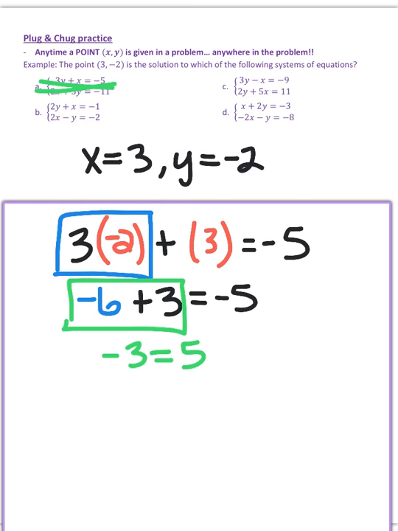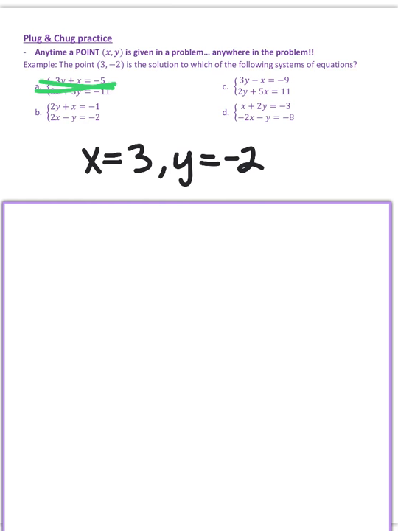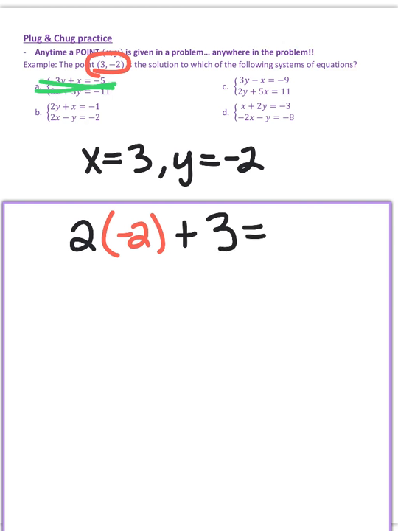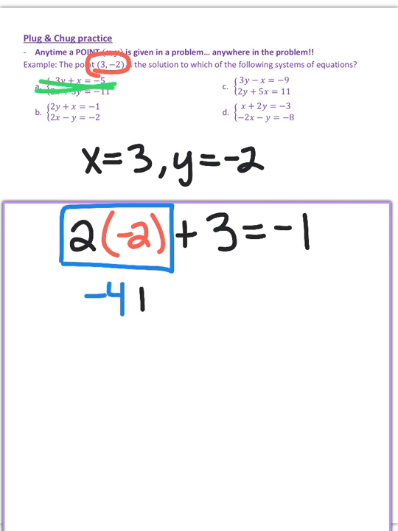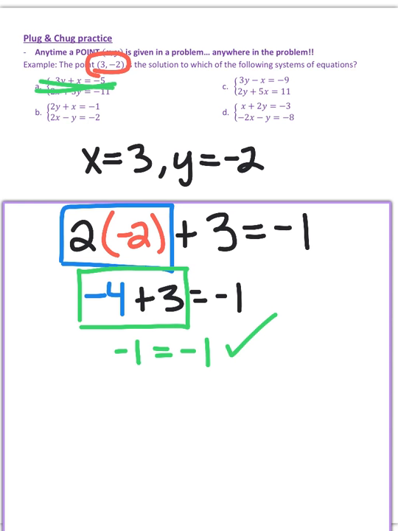Let's try B now. So we have 2 times y, but instead of y, we're plugging in a negative 2, and we know that because of this point right here. And then we're going to add an x, or add 3, and does that equal negative 1? So I have multiplication first. 2 times a negative 2 is negative 4, plus 3, does that equal negative 1? If you owe me $4 and you found 3, unfortunately you still owe me 1, so that's going to be a negative 1. And it did work for that equation.